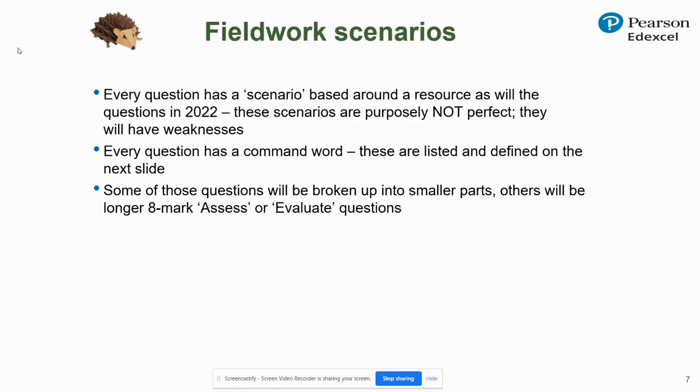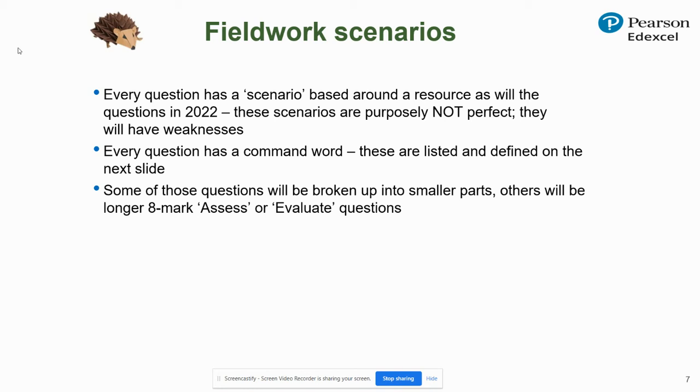Every question has a scenario based around a resource. These scenarios are purposely not perfect. They will have weaknesses. So they're going to give you some students' work, and that students' work will have some drawbacks to it, some disadvantages to it. You need to be able to spot what those are. Okay, where is the bias in what the students collected? Where is the evidence of techniques not being reliable, etc.?